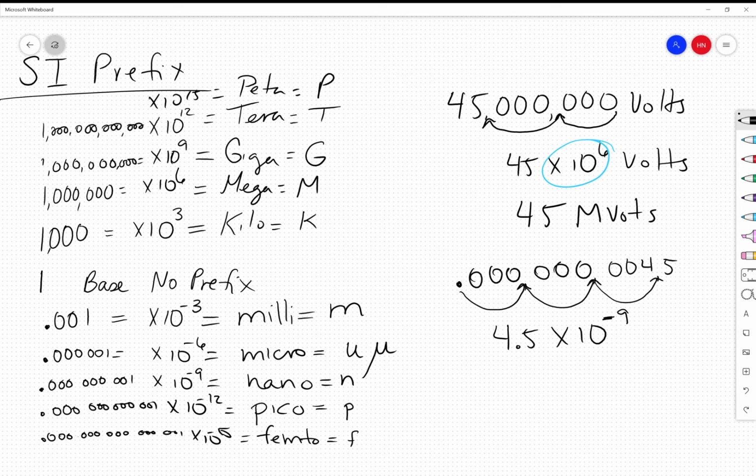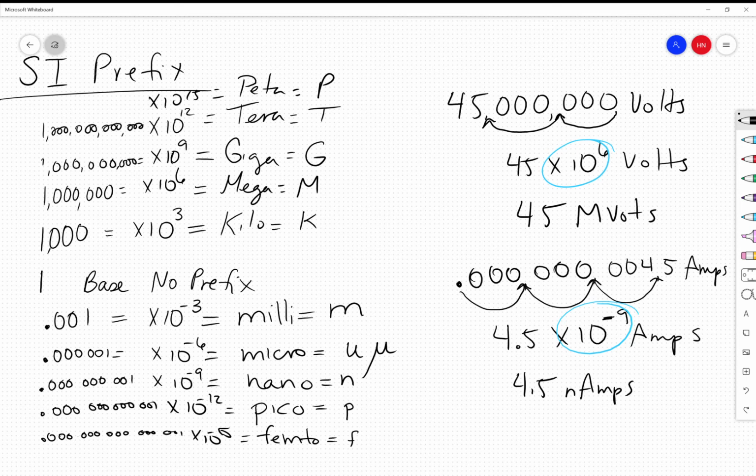And so there you go. Oh, I didn't put a unit. Let's say this is amps. So now what we're going to do is replace that prefix: 4.5 times 10 to the negative 9 is nano amps. There you have it. And so that's how you do SI prefix notation. You first put it in engineering notation, and then you jump over to SI prefix notation.